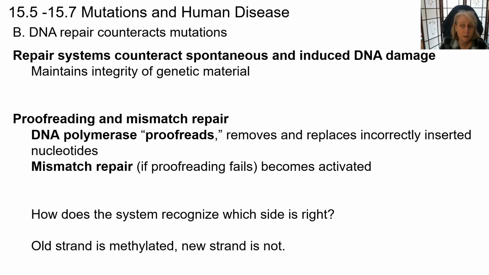You do have some repair systems. Bacteria have repair systems that actually counteract spontaneous and induced mutation. So whether they just happen or we've actually caused them by a chemical, this double checking maintains the original code. Your DNA polymerase proofreads, it backtracks, it makes sure that it made the right match, and then DNA polymerase 1 can actually replace incorrectly inserted nucleotides and do some mismatch repair. How does it know which side is right?